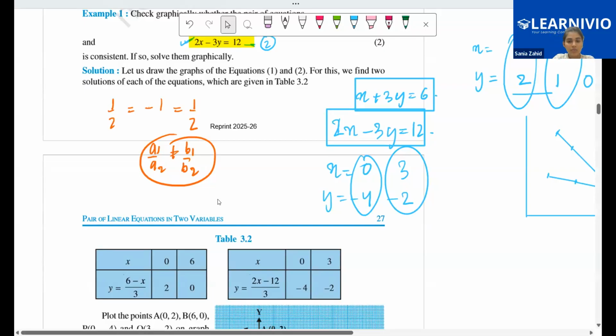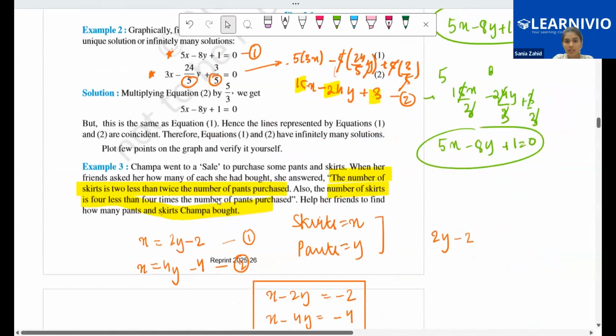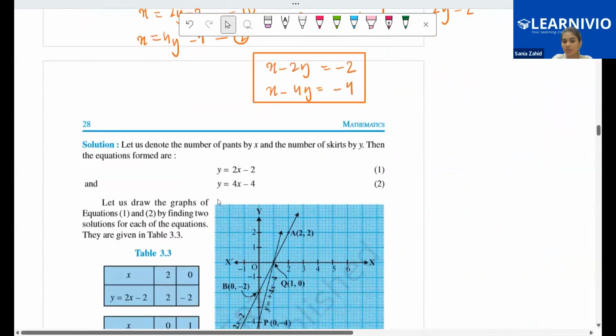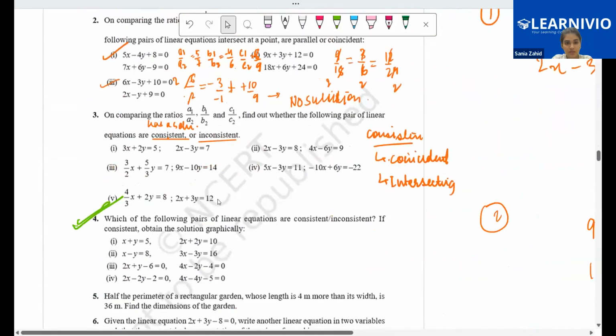By the time, we can come to the next question. So we came to graphically finding out. Then we also came to the questions where you have to form the equation. The equation might not be given to you. Right? So this was one of the examples.